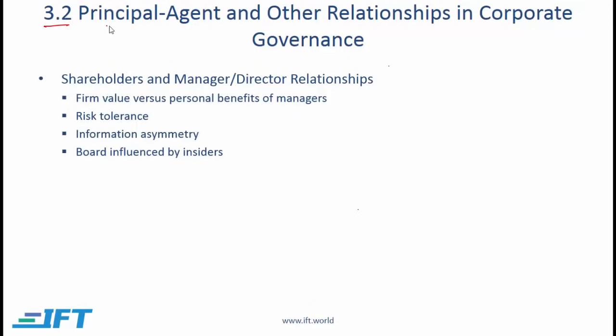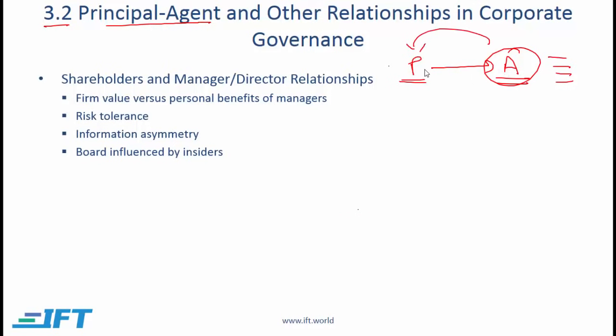Section 3.2, Principal, Agent and Other Relationships in Corporate Governance. The first point here is to understand the principal-agent relationship. This relationship is also called the agency relationship and is fairly straightforward. The principal hires an agent to perform certain duties. Now, since the principal has hired the agent, the agent needs to act in the best interest of the principal. The potential conflict is where the agent acts in his own best interest rather than the best interest of the principal. Now, let's apply this to the shareholder and manager-director relationship.